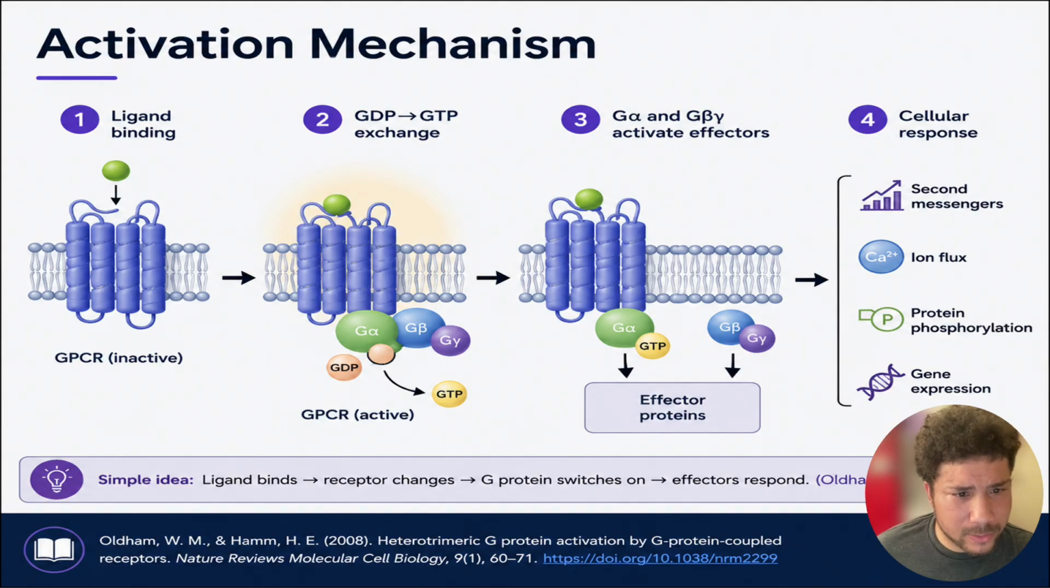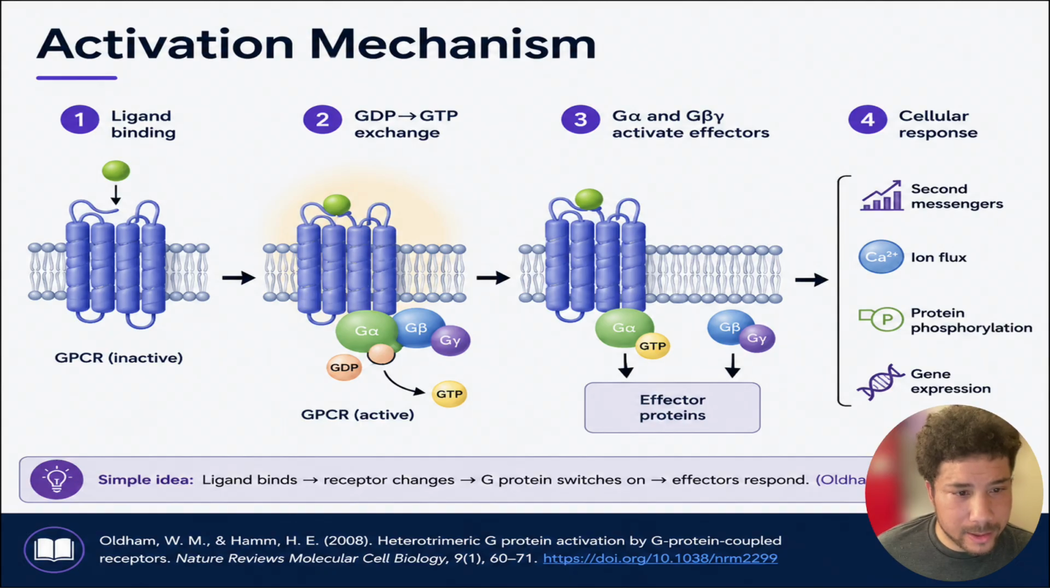Instead, it promotes the release of the GDP from the G alpha, and once the GDP leaves, GTP then binds. GTP is abundant in the cytoplasm, so the empty nucleotide binding pocket is quickly occupied by GTP. The exchange of GDP for GTP changes the shape and the activity of the alpha subunit.